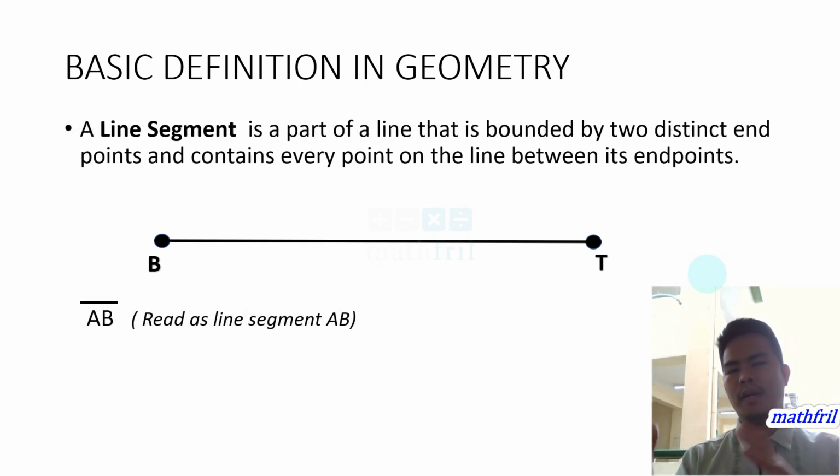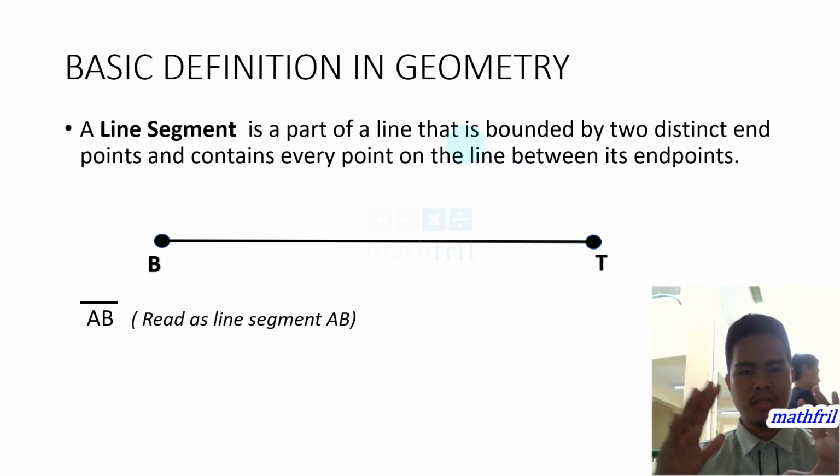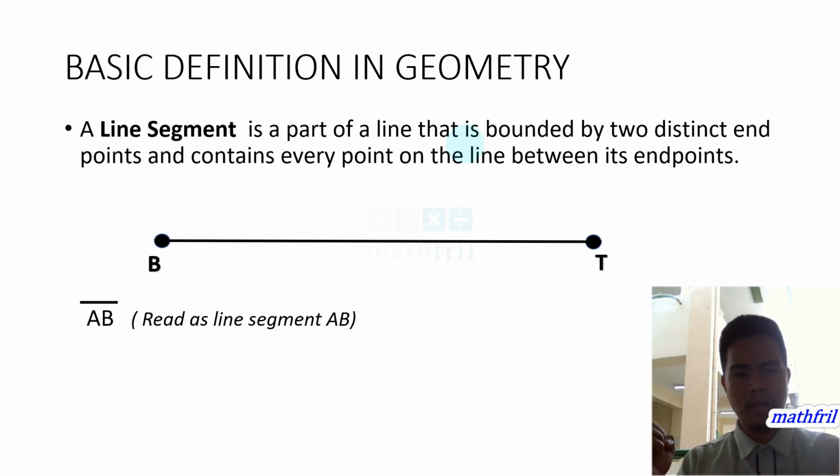A line segment is a part of a line that's bounded. So a line segment is actually a line that is cut. As you can see, B and A are a line segment. A part of a line that is bounded. When you say bounded, it should stop in that particular place. It contains every point in a line between the endpoints. So that's the line segment.